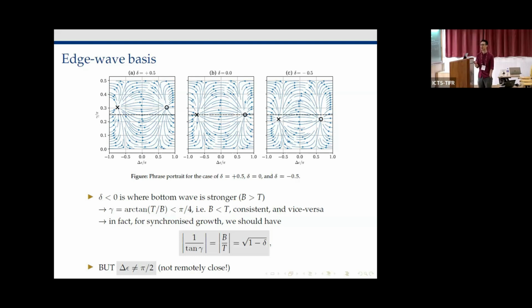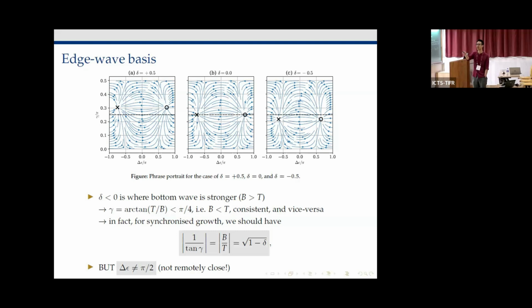And in fact, you can show for synchronized growth, if you go back to the previous equation, then for these fixed points, you have to have this relation. So your ratios have to depend on 1 over delta. And the main thing is that this has no dependence on K. It doesn't care about the wave number. It only cares about the background PV gradient, which is kind of what you expect.